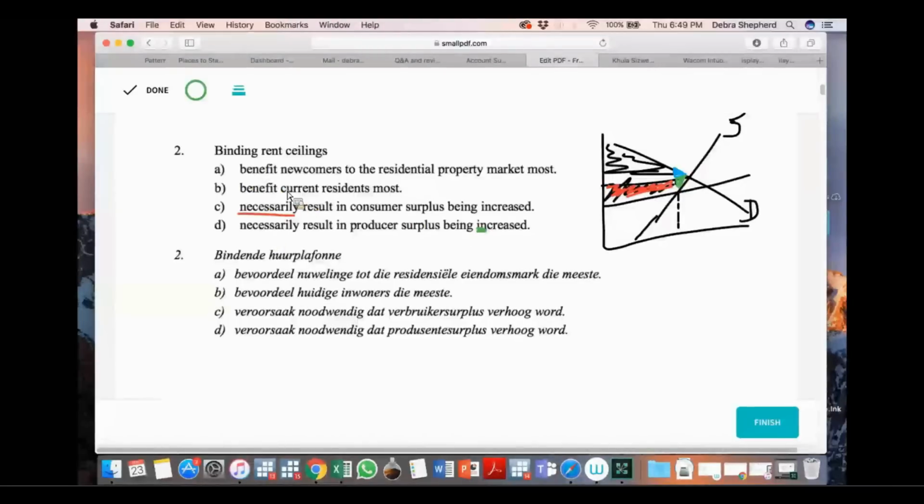Now, if you think about rent ceilings, you are currently renting an apartment and the government now puts in a policy which means that your landlord may not charge you above a certain rental price. Let's say that the rental price you used to pay was the equilibrium. Now your landlord by law has to charge you the lower rent. That means you will benefit.